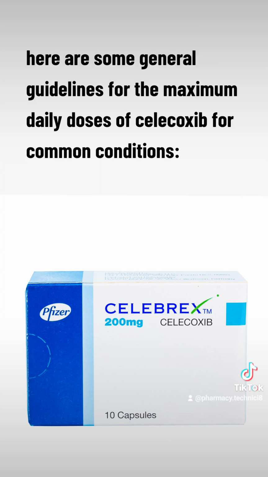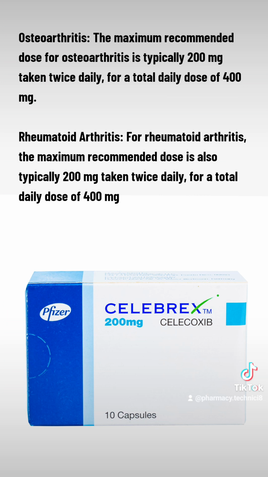Here are some general guidelines for the maximum daily doses of celecoxib for common conditions. Osteoarthritis. The maximum recommended dose for osteoarthritis is typically 200 milligrams taken twice daily, for a total daily dose of 400 milligrams. Rheumatoid arthritis. For rheumatoid arthritis, the maximum recommended dose is also typically 200 milligrams taken twice daily, for a total daily dose of 400 mg.